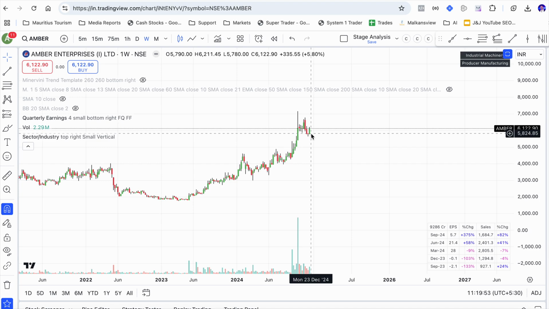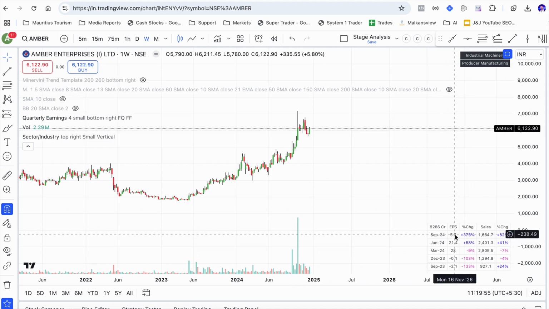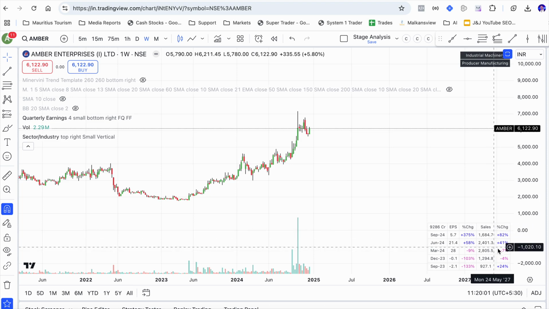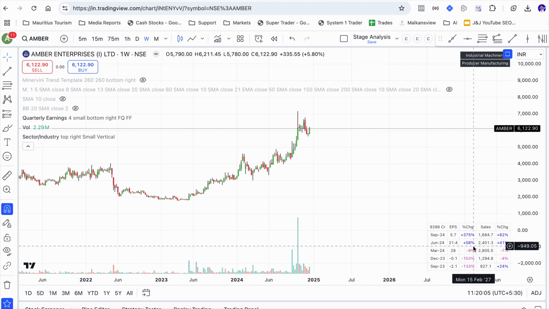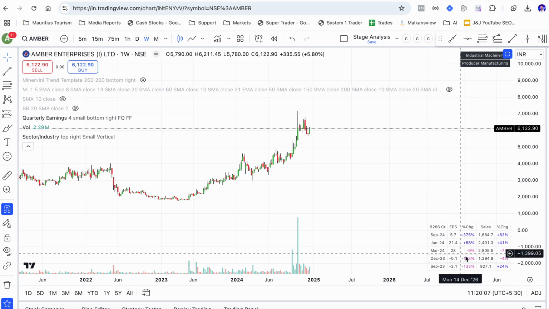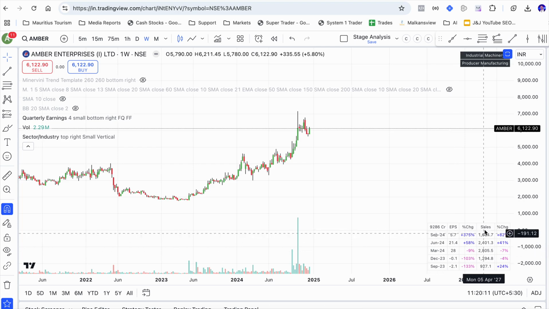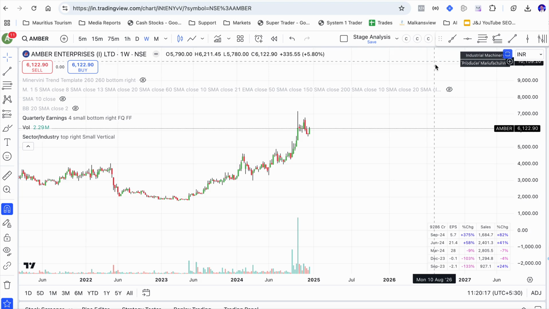Now in Amber, I have also added the EPS data and the sales data. I can see that it is growing. This is a positive sign that this stock is strong. The earnings are stronger. Mutual funds chase earnings. They chase sales. So that will indicate a very strong thing, even if the market is down.